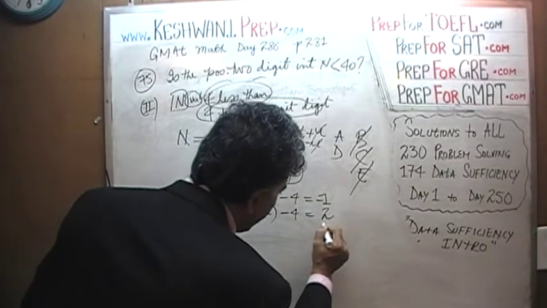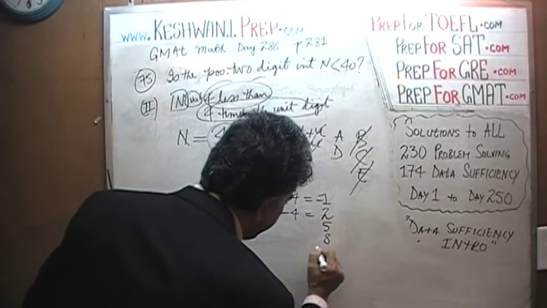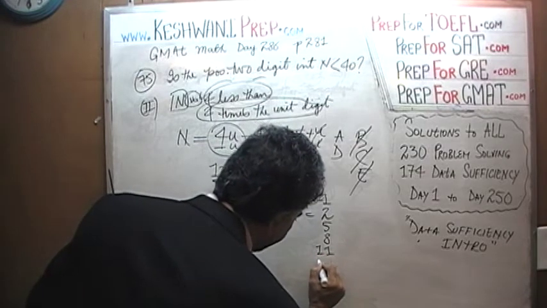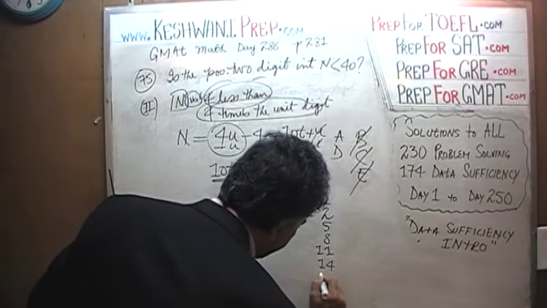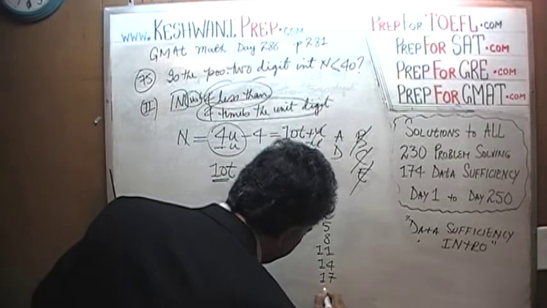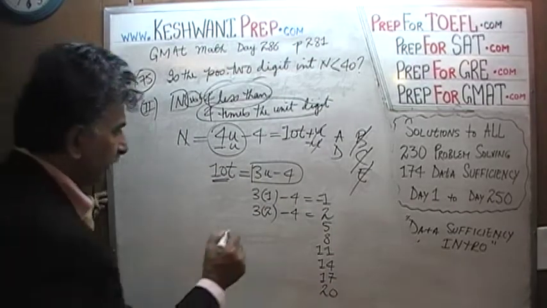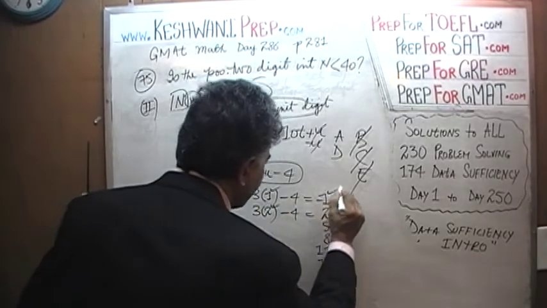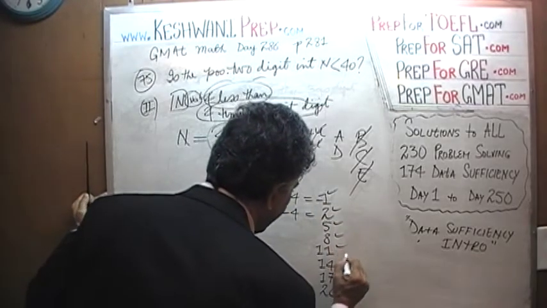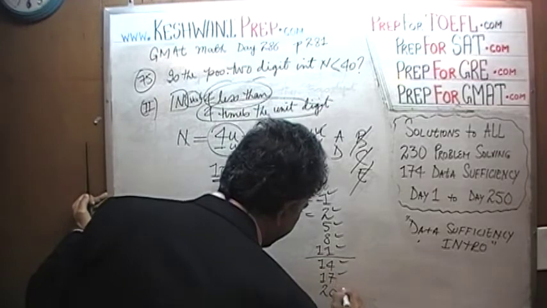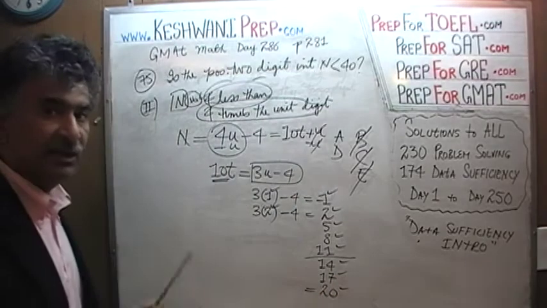So after 2 we're going to have 5, then 8, then 11, then 14, then 17, and then 20. Voila! And there is your answer. This is the 1, this is 2, 1, 2, 3, 4, 5, 6, 7, 8. Voila! 8. Unit digit is 8.